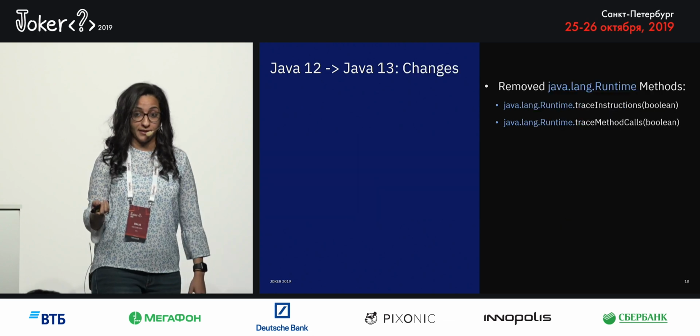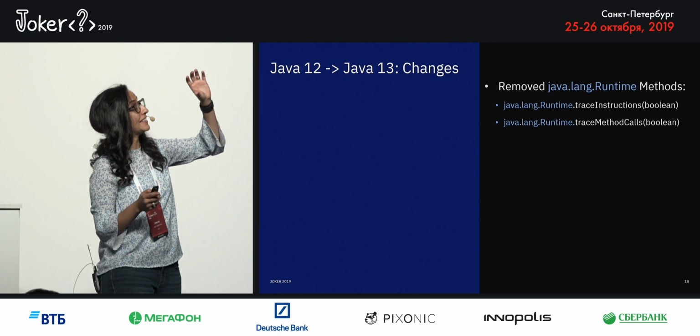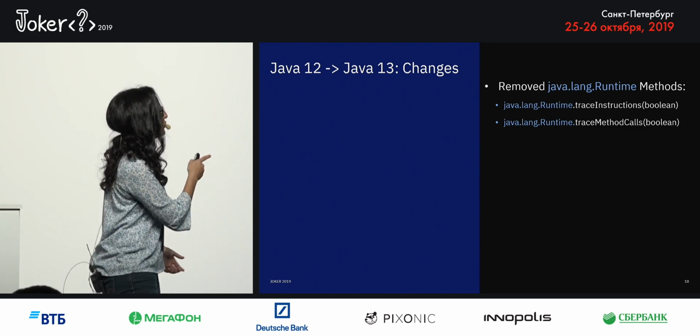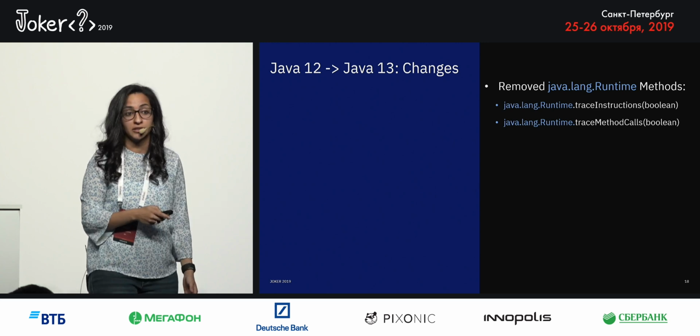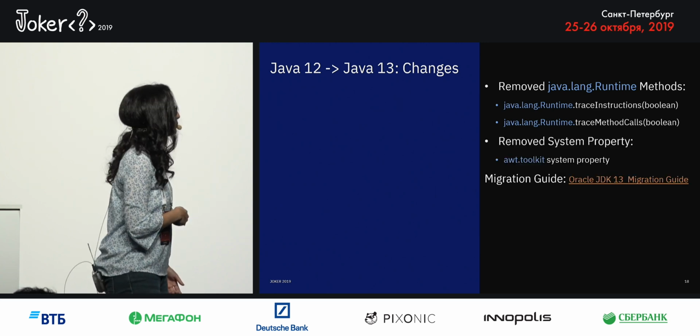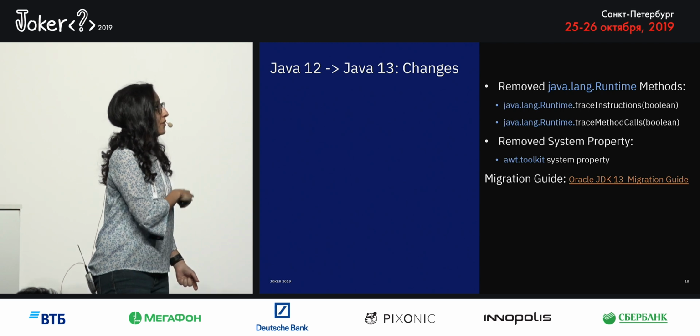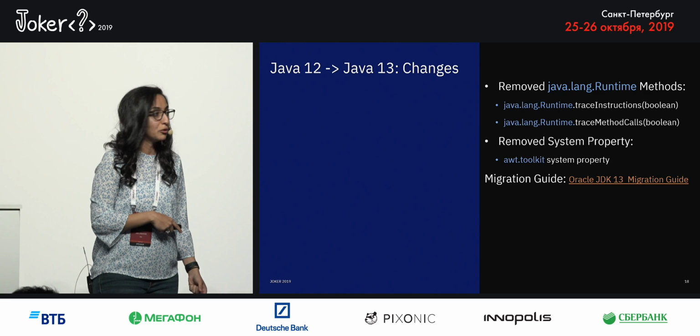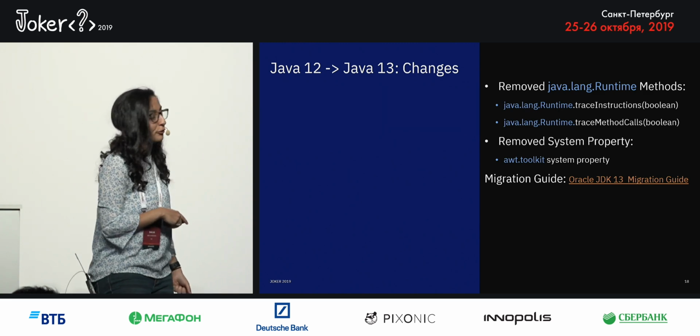Java 13. The list is super short just because it's six months. You saw the trace instructions and trace method calls methods got removed. The AWT toolkit system property is also removed in case you're using that, and I linked the Java 13 migration guide.